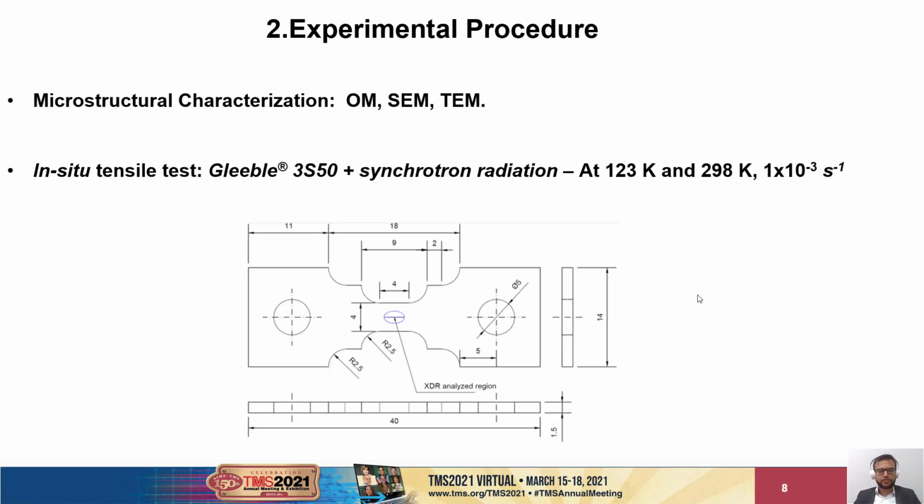We performed our microstructure characterization using optical microscopy, scanning electron microscopy, and transmission electron microscopy. Our in situ tensile test was performed in a Gleeble thermomechanical simulator integrated in the synchrotron radiation beamline, and the tensile test was performed at 123 Kelvin, which I'm going to call cryogenic temperature, and 298 Kelvin, which I'm going to call room temperature.